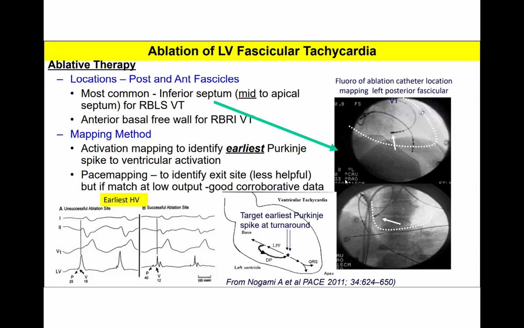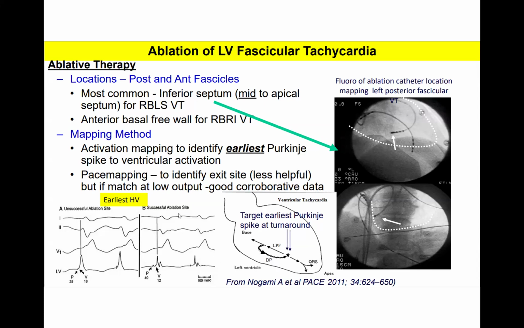This is a very important part: activation mapping to identify the earliest Purkinje potential, as we showed you before, and pace mapping to identify the exit site. So we showed that we paced from the left ventricular distal electrodes, and our pacing site matched the VT. So we are actually distinguishing our exit site. Where is our exit site in the left ventricle?